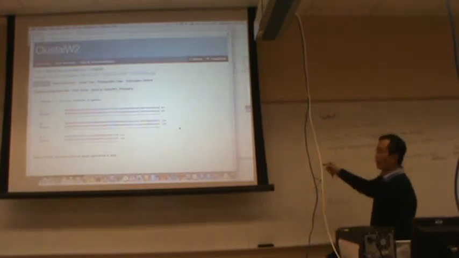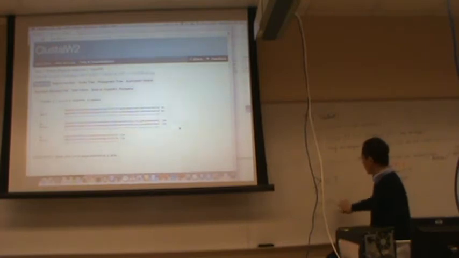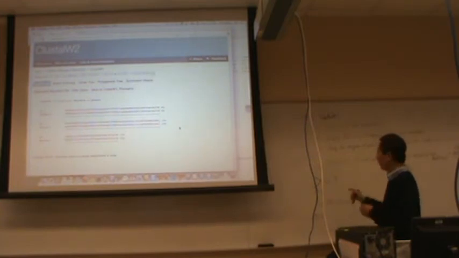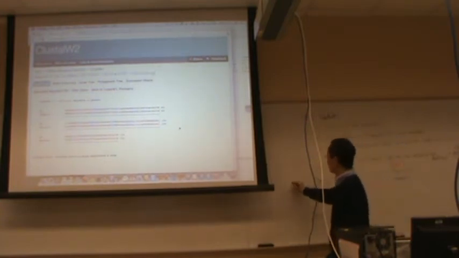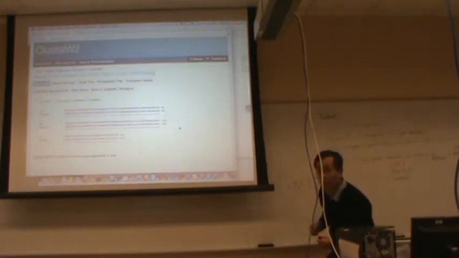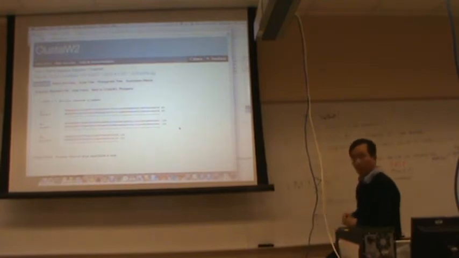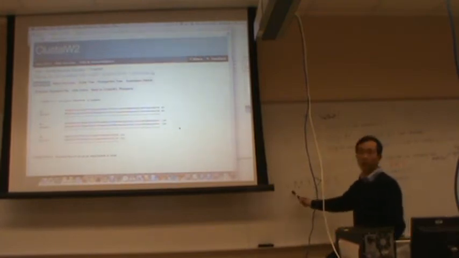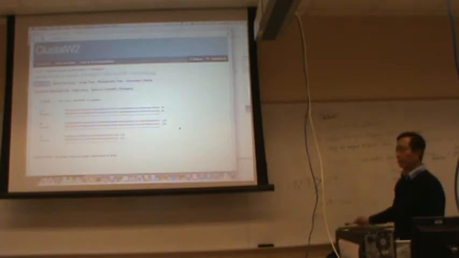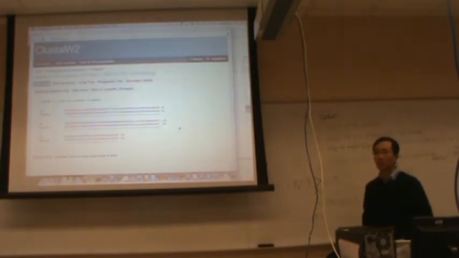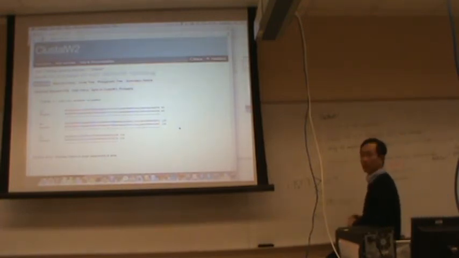And then the program knows that from the sequence I put there, there will be one sequence called wild type, another sequence called mutant 1. And this format is called FASTA.